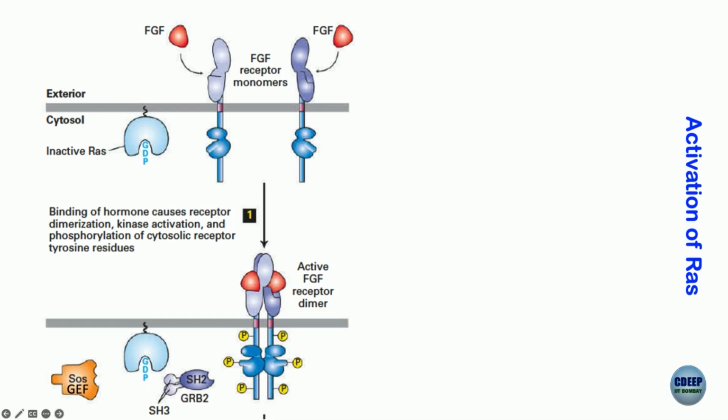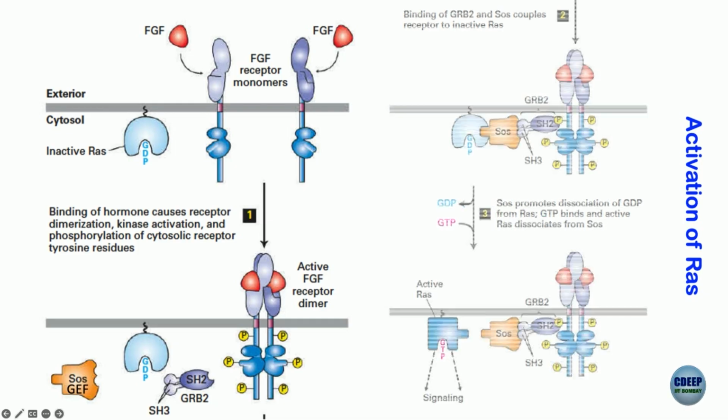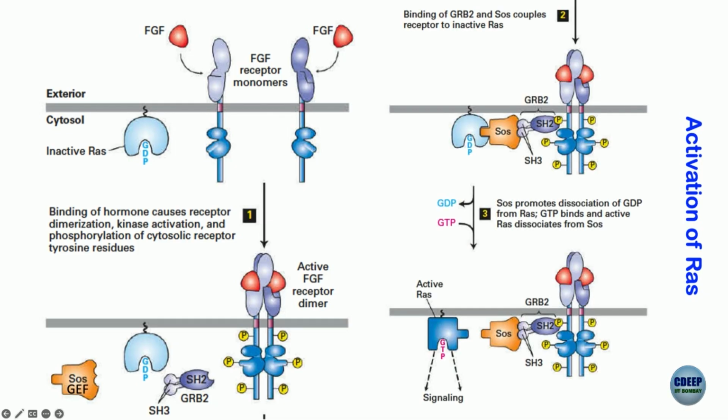How do we activate the RAS protein which is GDP bound? You exchange GDP to GTP. Now who is going to do that? SOS, which is son of sevenless. How does SOS go and associate with your GRB2? It is through this domain called SH3 domain.